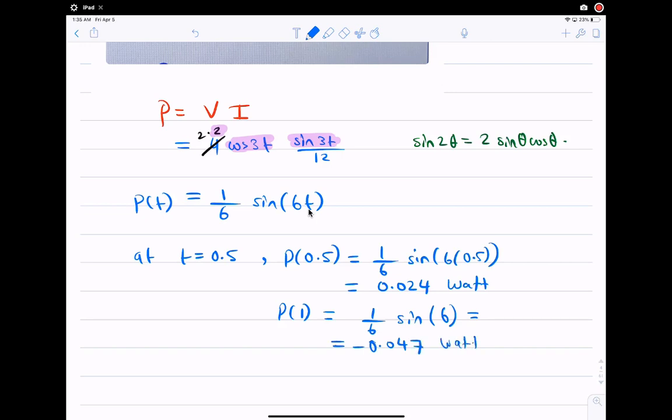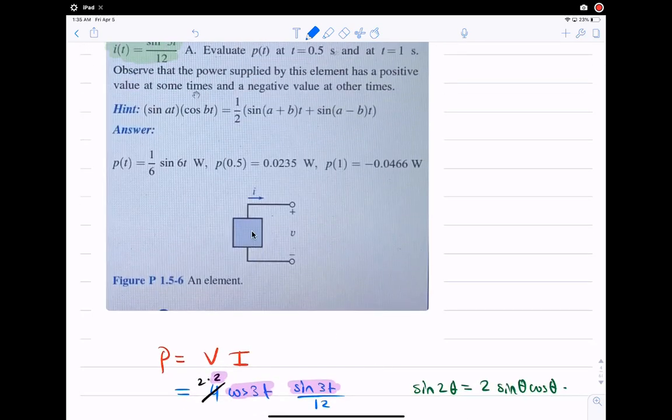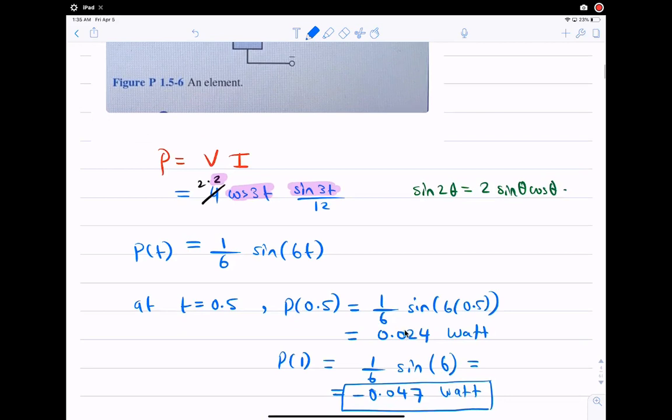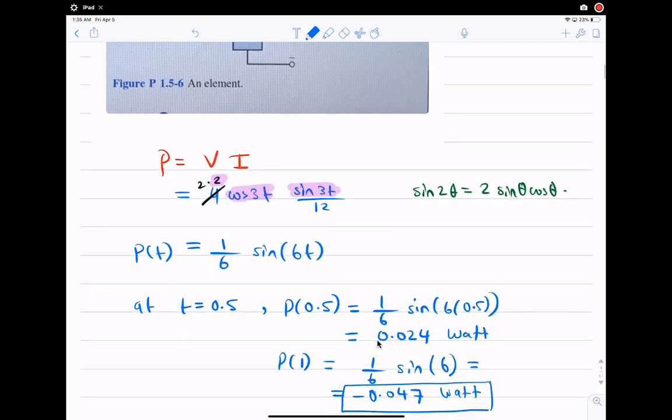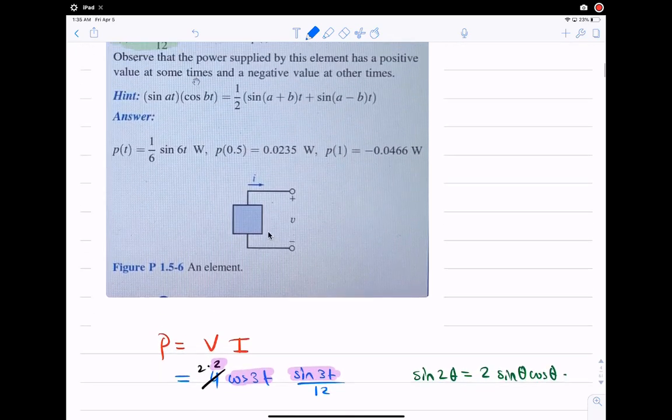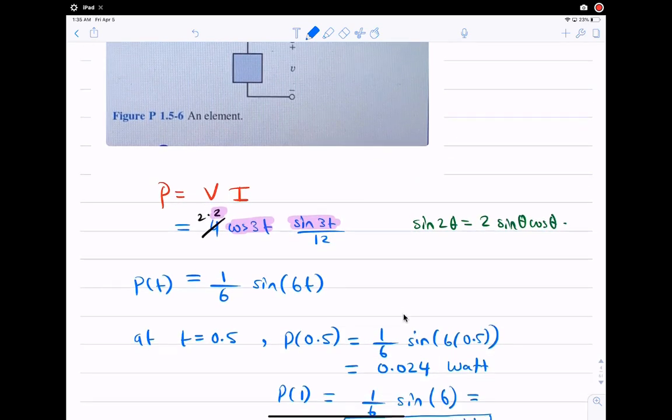Now just a comment on the power. If the power is negative, that means it's absorbing power at that moment. So this element is absorbing power at the time t equal 1, but it's supplying power at the time 0.5. Okay, and that's why it's variable, because it changes. You always know that the sine goes up and down, up and down. Okay, in this movement. So sometimes it's positive, sometimes it's negative.